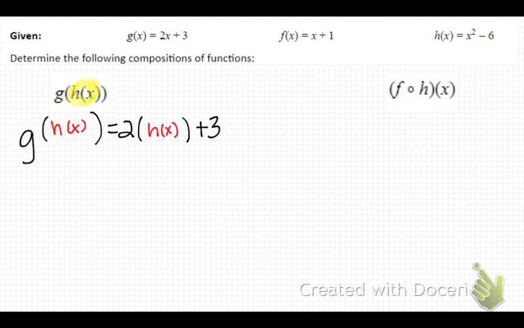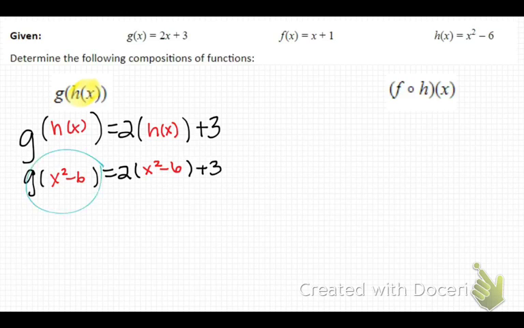Now, what is h of x? X squared minus 6. So since h of x equals x squared minus 6, that's what I'm going to plug in. So now I have g of x squared minus 6. And at that step right there, that's where we started on Friday. On Friday I gave you the expression and you would have to fill it in. Now today I'm just giving you the function name, and you have to fill in your own expression.